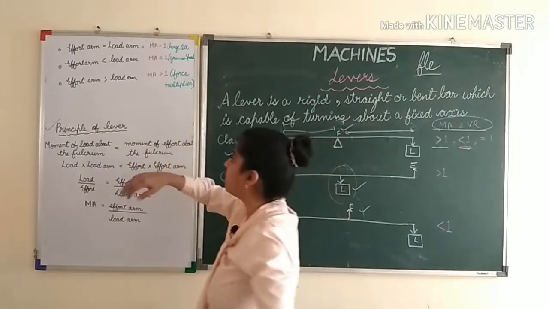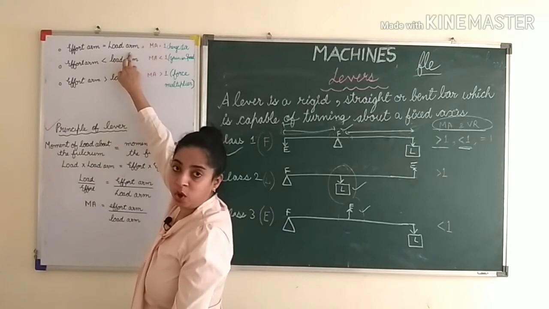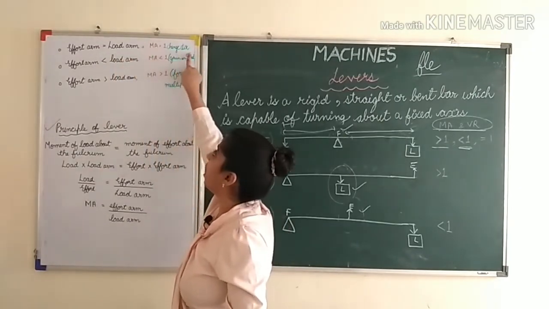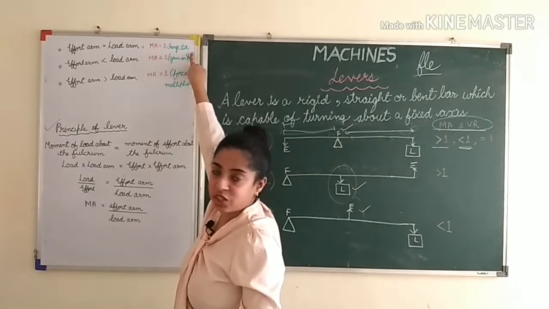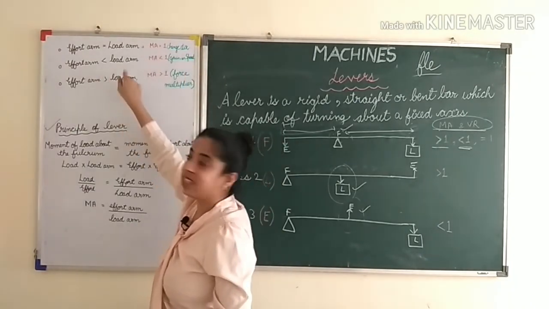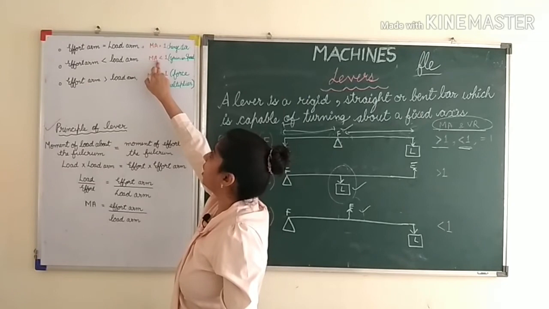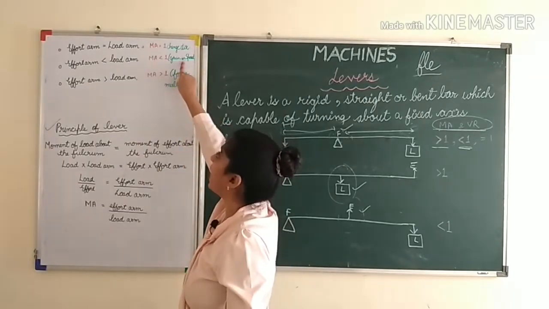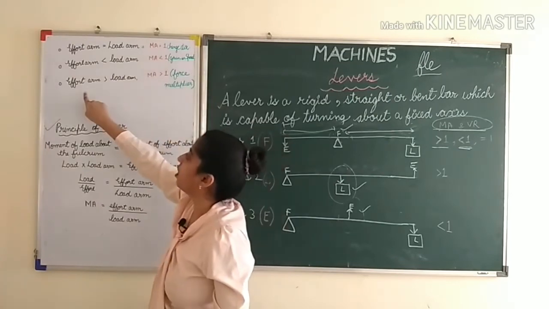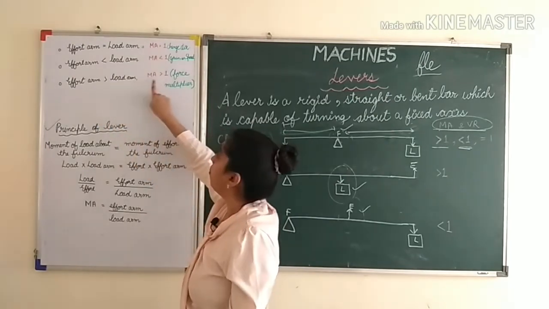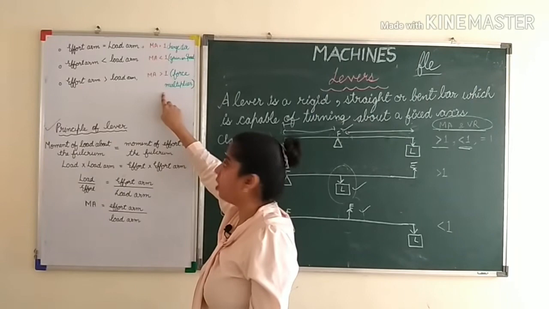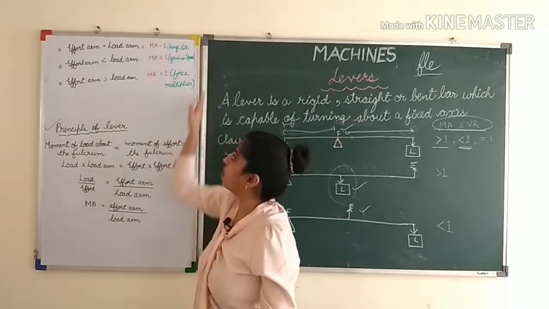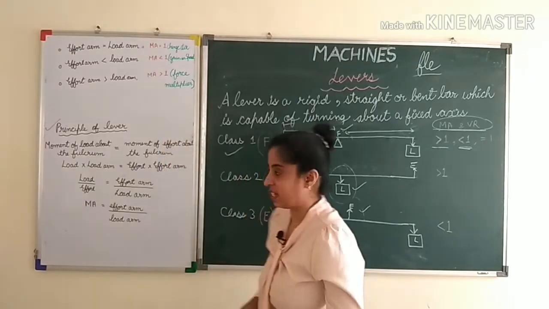Right? Here you can see if effort arm is equal to load arm, mechanical advantage is 1, and in this case the lever acts as a change in direction. When effort arm is less than load arm, mechanical advantage is less than 1. In this case the lever acts as a gain in speed. And when effort arm is more than load arm, mechanical advantage is more than 1, and therefore it acts as a force multiplier. This we have already studied, so I am not going into detail.